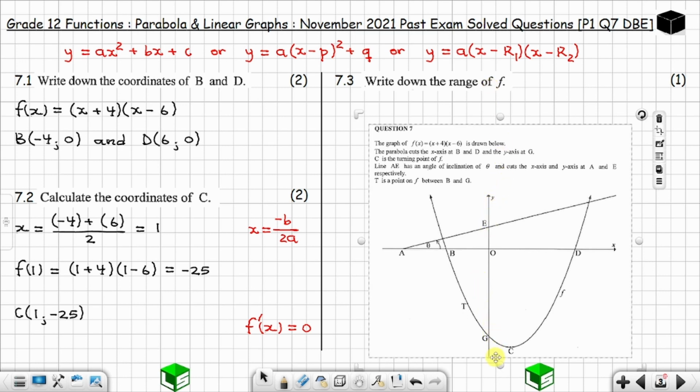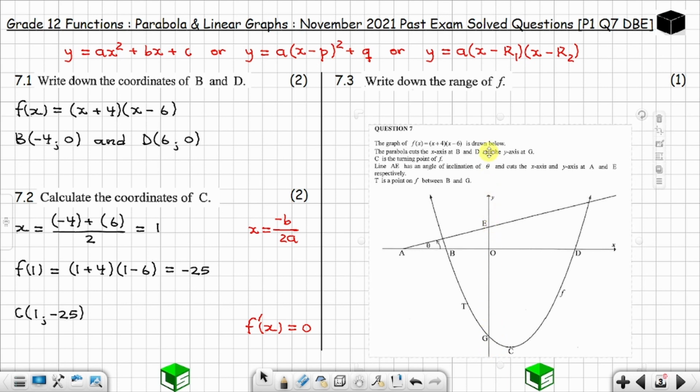So you take all the values of y that exist for this graph. Okay, so you start from there. At C, there is a y value there all the way up, so all the way to positive infinity. Can you see the graph still continues? So it's from there all the way to positive infinity.